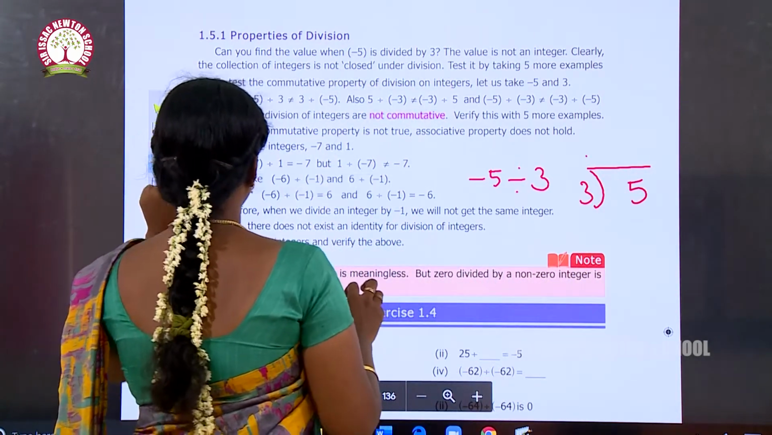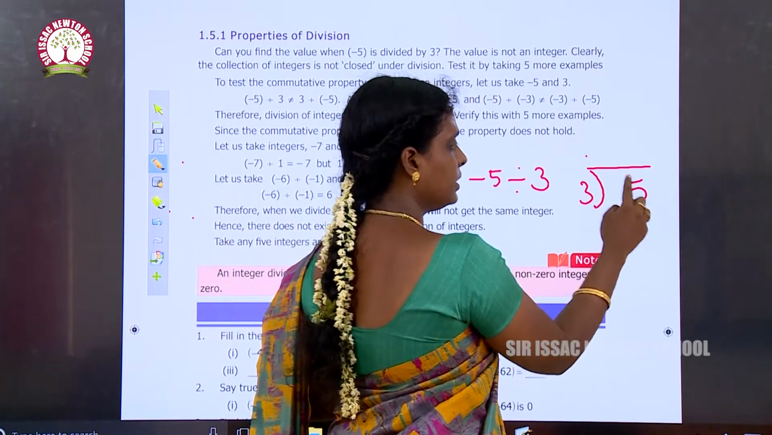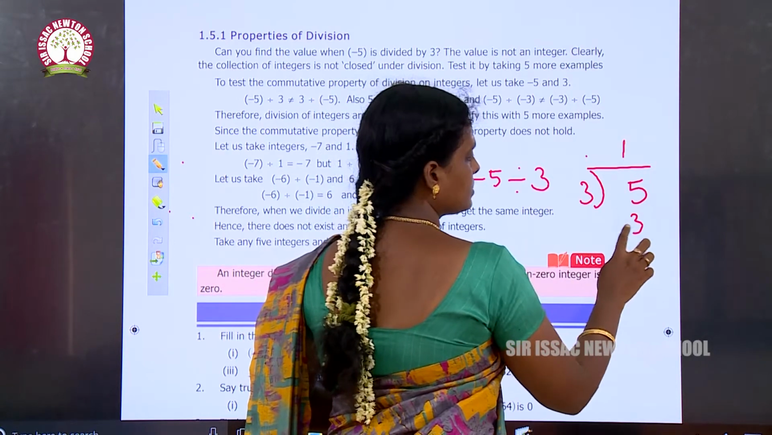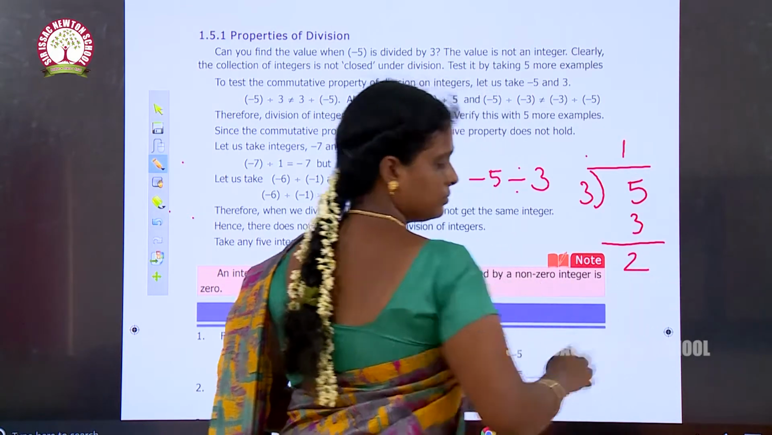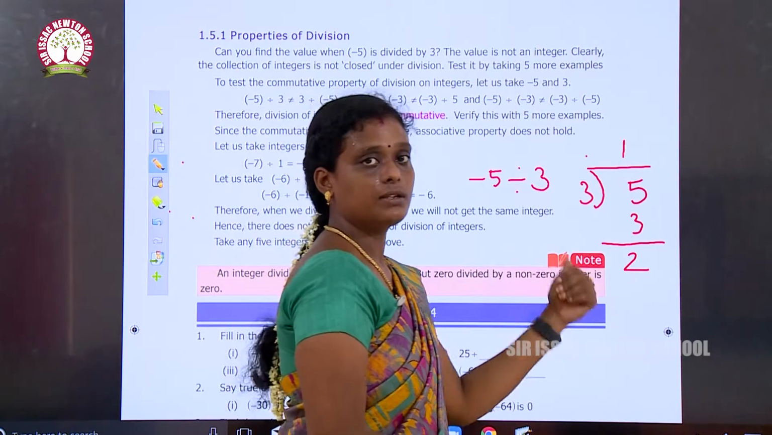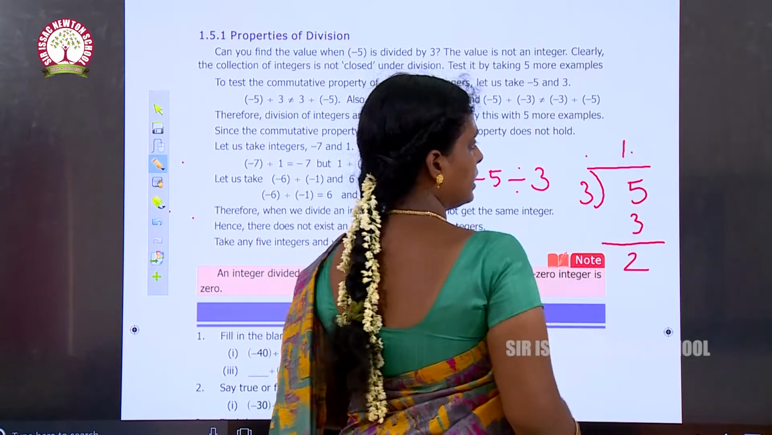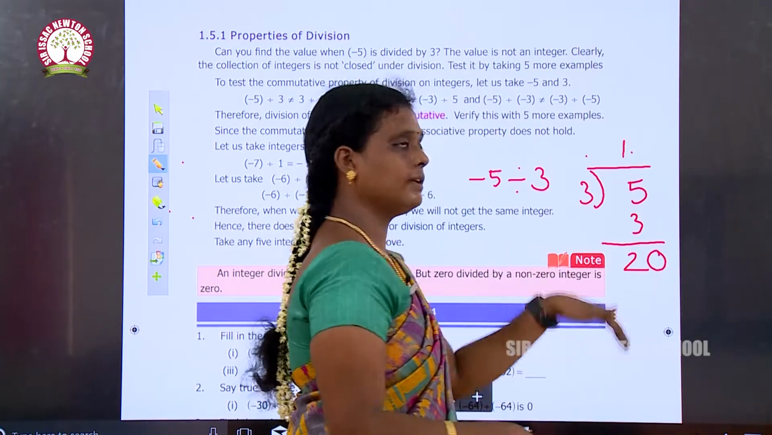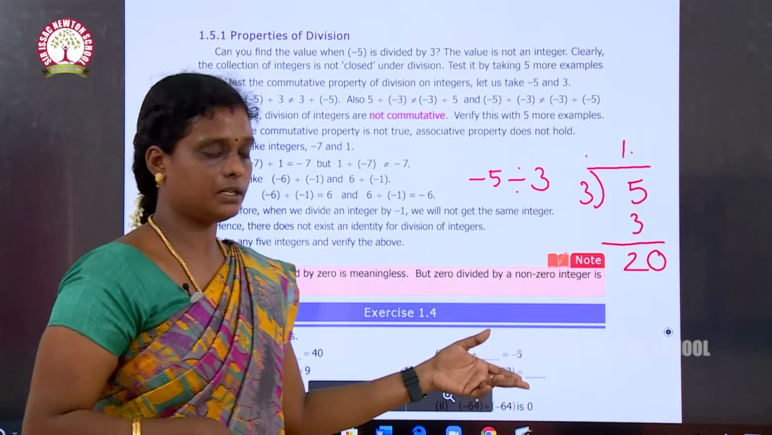Okay, we have to divide this 5 by 3. 1 3 is 3, so the remainder is 2. We cannot divide this 2 by 3, so we have to insert a decimal and add 0 to this number and continue our division, right?